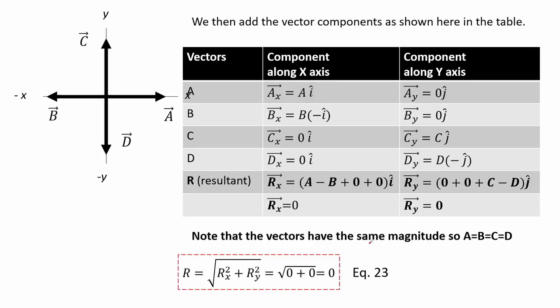We then tabulate vector components and it is shown here. For the x component we are left with vectors A and B and since they have the same magnitude, this results to 0 value for the x component of the resultant. This is the same case for the y component which results to 0. So the resultant vector is 0 as shown in equation 23.